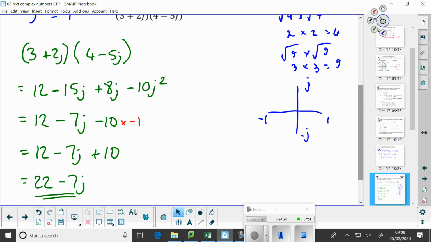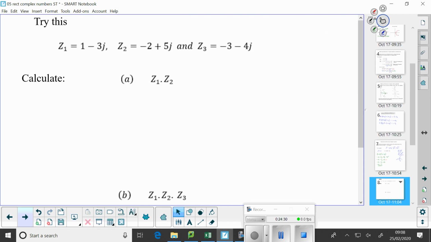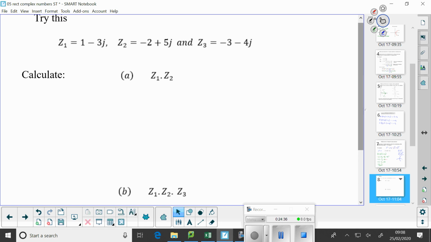So on the next page, I believe you've got a couple to try. The first one is 1 minus 3j times minus 2 plus 5j. The second one is 3 multiplied together. What you'll have to do there is take your result from z1 times z2 and multiply it by z3. Alright?